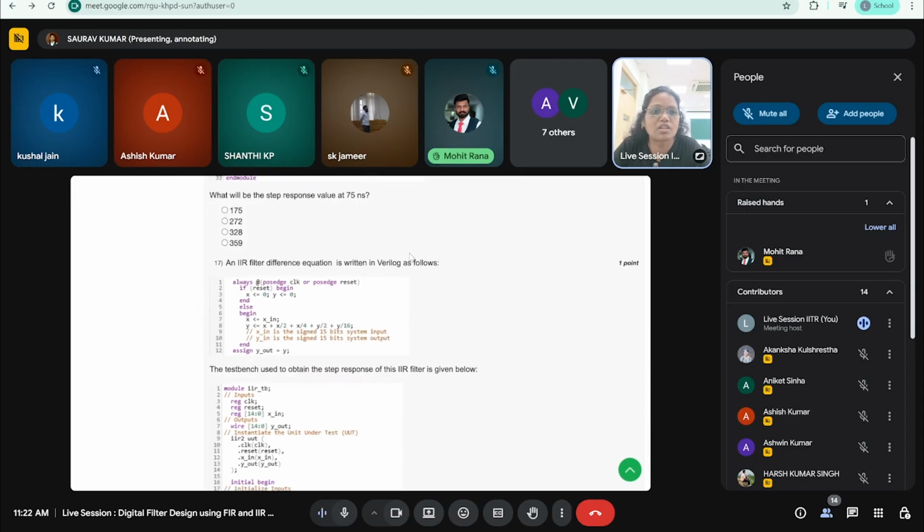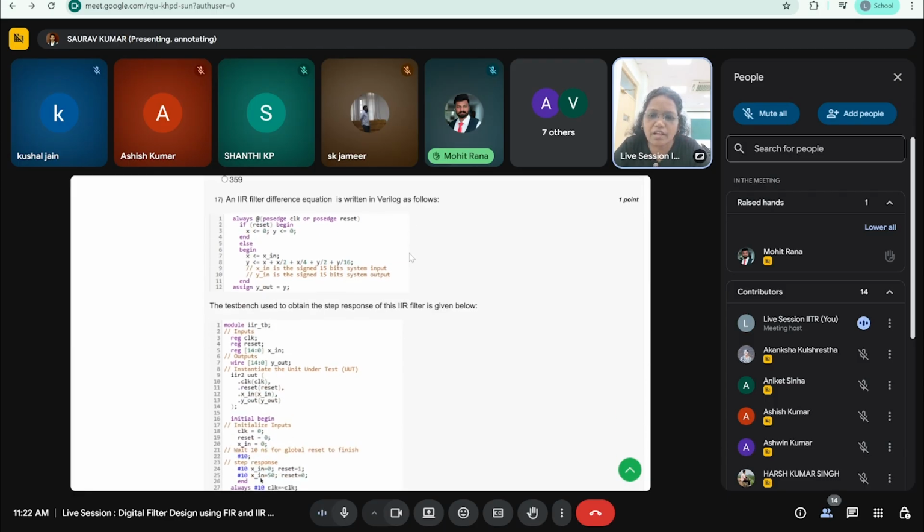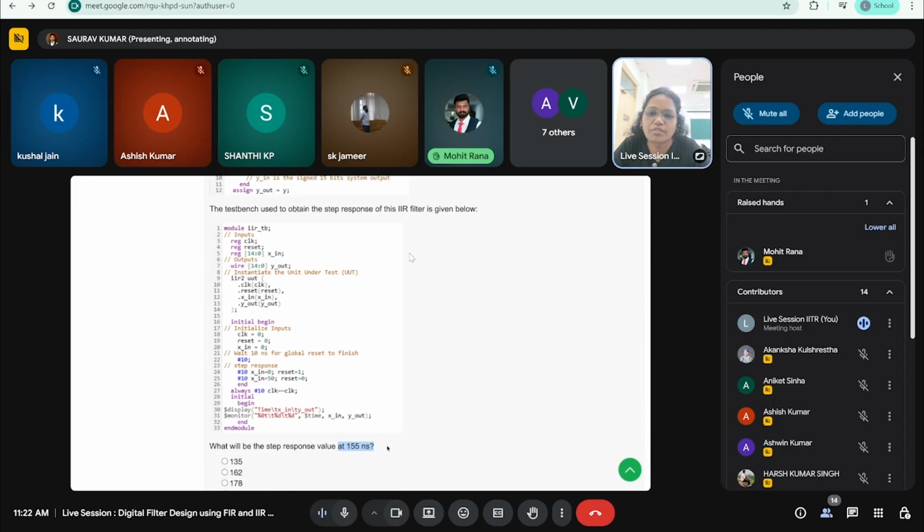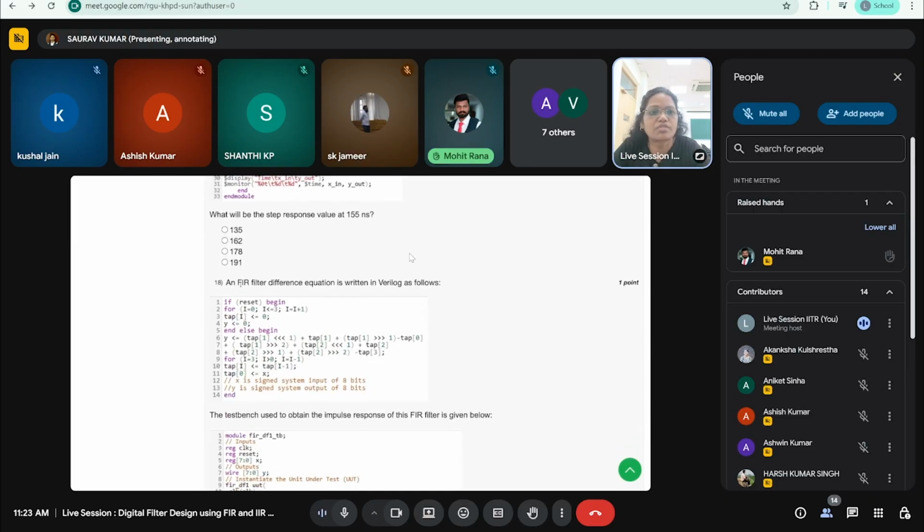The previous two questions are based on the impulse response, and the 17 is also a step response for a different equation. And yeah, the magnitude of the step is less. I mean, for 50 the step is only 50 u of n in that case, and the previous one is 100 u of n. And what's the response at 155 nanoseconds? So you can observe it from the simulator waveform viewer, and then write the answer, pick the answer from this.